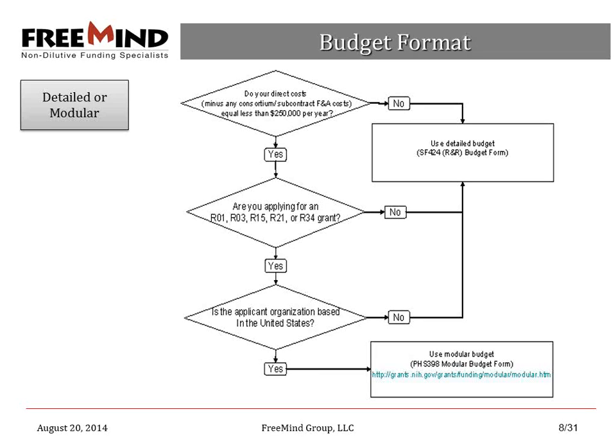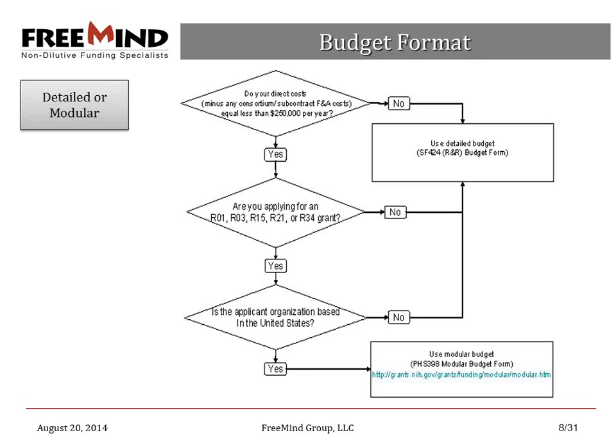And finally, if you have two yeses, the third question is, is the applicant organization based in the USA? If yes, notice if all three questions are yes, then you must file a modular budget. If no, then you must file the detailed budget.